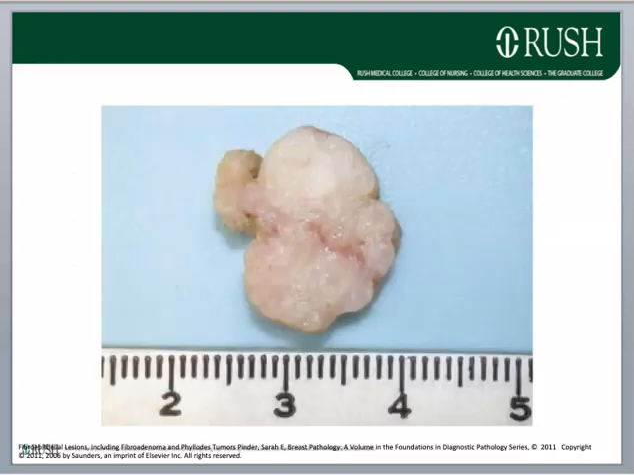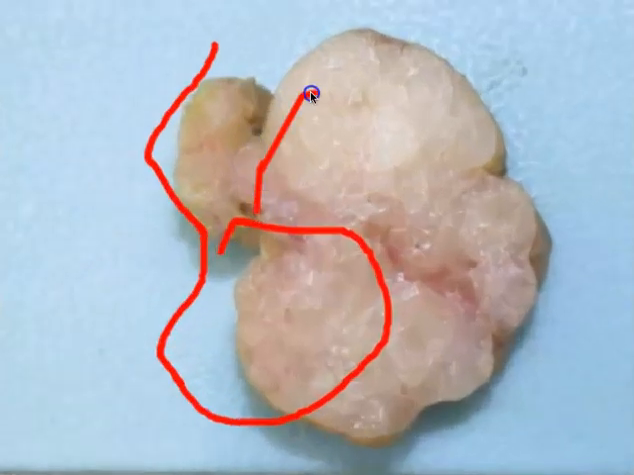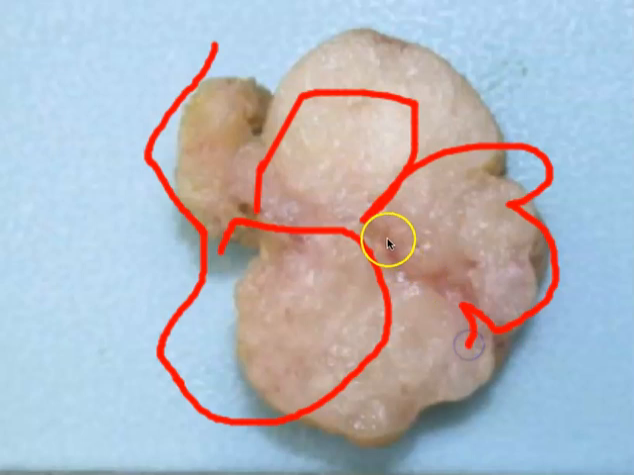So this is a very typical gross appearance. Again, these are well circumscribed, and they have this lobulated type of appearance, meaning the tumor forms these lobules. And you can see some cleft-like spaces, which, as we'll see microscopically, represent the epithelial forms.